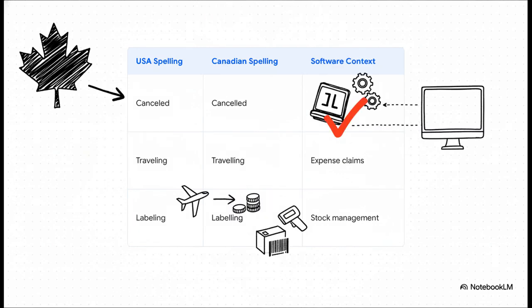And believe it or not, it goes even deeper. Even the rules for adding a suffix are different. In Canada, it's totally normal to double the L. So an invoice is canceled, not canceled. It seems like a tiny detail, right? But when that word is a critical status for a document in your system, getting it right is absolutely everything.